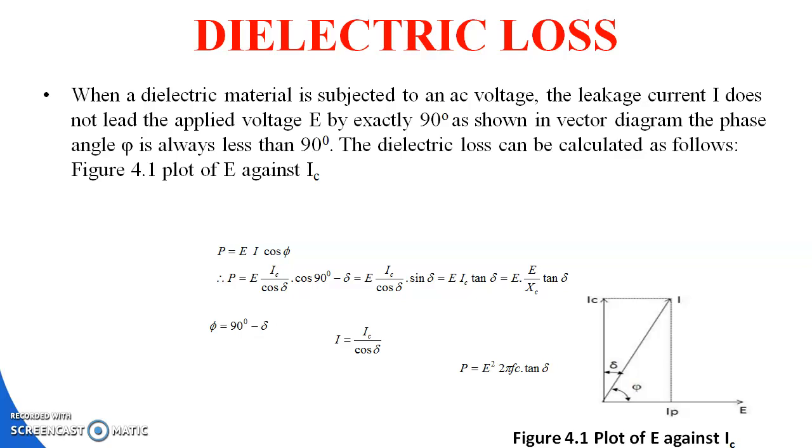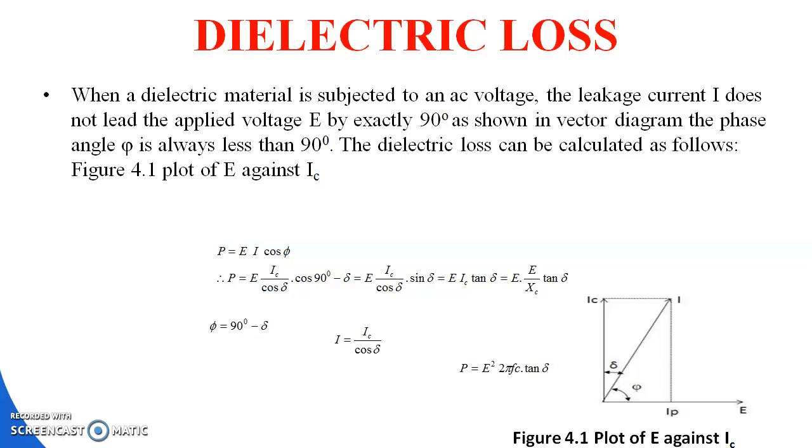So we discuss the dielectric loss. We know that dielectric loss, this is the mathematical derivation. When a dielectric material is subjected to an AC voltage, the leakage current I does not lead the applied voltage by exactly 90 degrees. As shown in the vector diagram, the phase angle phi is always less than 90 degrees.